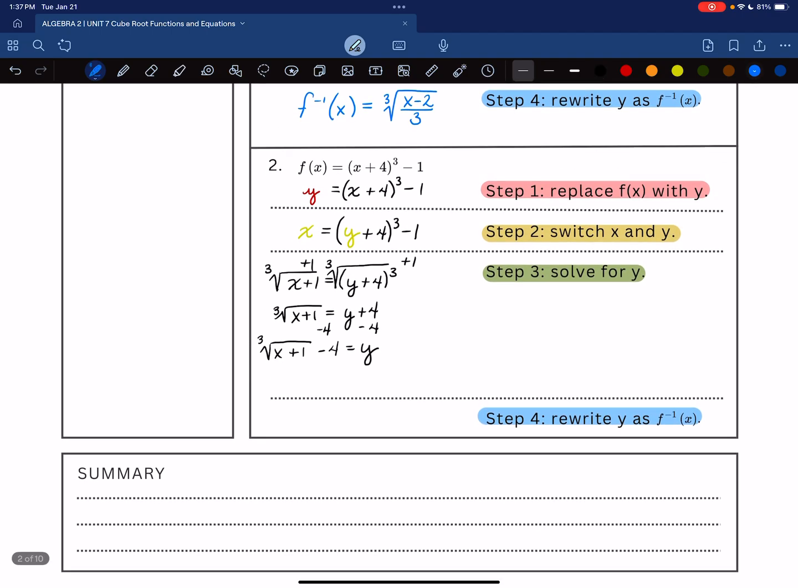Y is now all by itself. So we're ready to go ahead and write our final statement. And that's to say that f inverse of x is the cube root of x plus 1, and after that, minus 4.